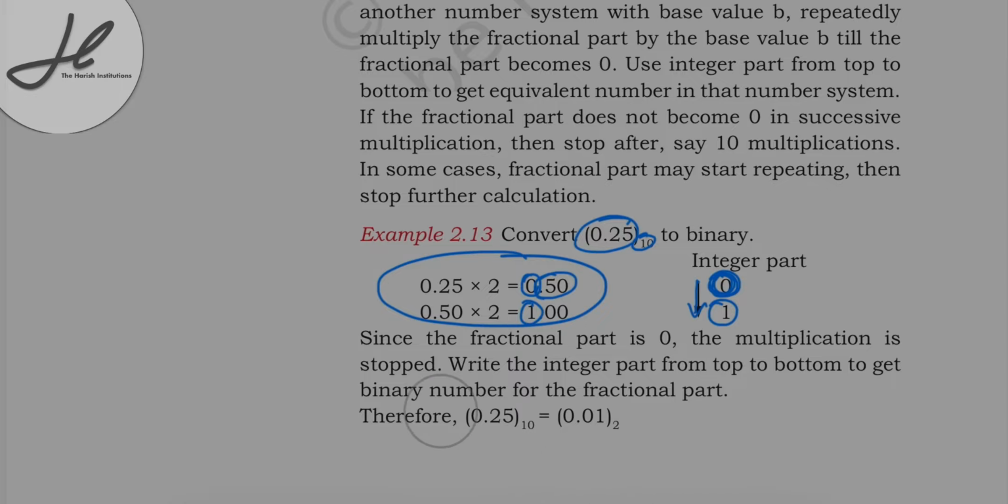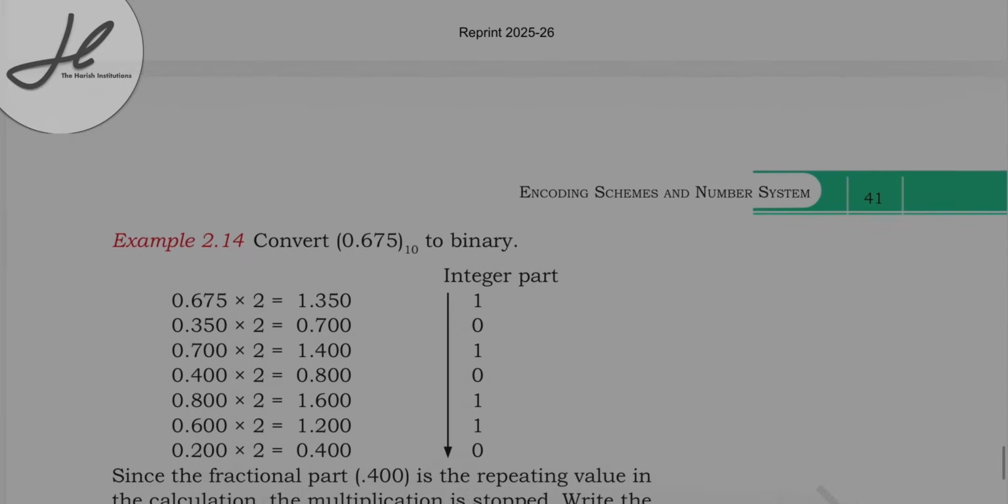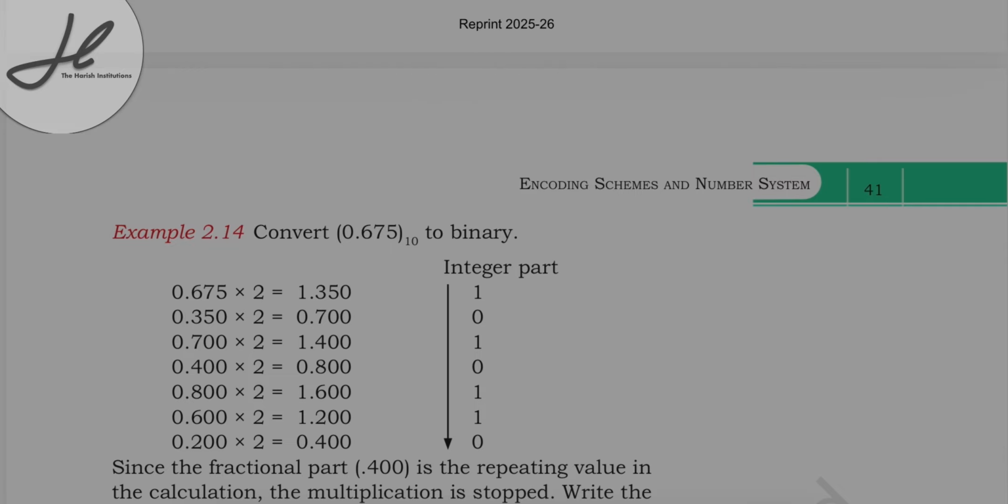Okay, this is a clear difference between a fractional part and a non-fractional or real part. Okay, or integer part. So we can see another example, that is 0.675. So 0.675 when multiplied by 2 gives 1.35. So integer part we will write here and the decimal part we will write here.